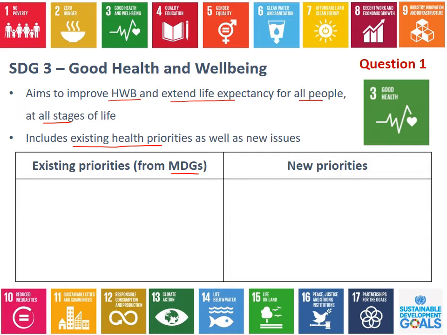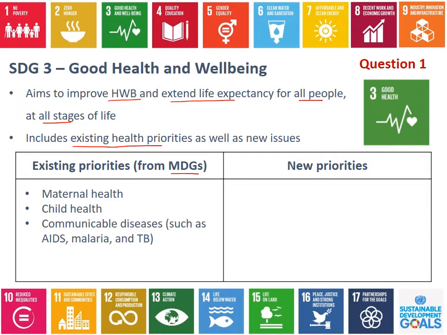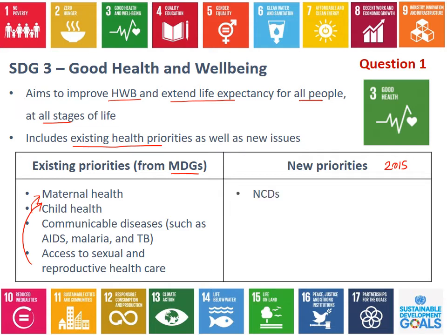The things that carried over from the Millennium Development Goals in relation to health and well-being were maternal health, still a lot of work to be done in that, child health, communicable diseases, so things such as AIDS, malaria, tuberculosis were still not fully addressed, and access to sexual and reproductive health care, which you'll probably note relates quite well to those two.